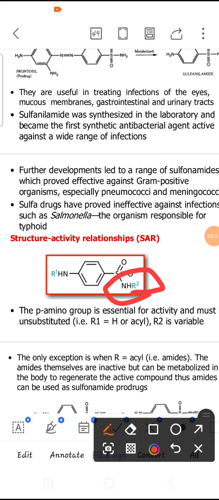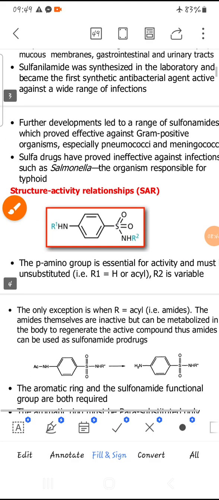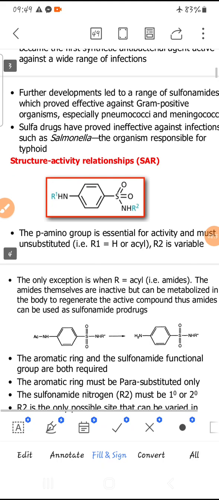But primary amine containing sulfonamides may produce toxic metabolites. Due to this, the primary amine containing compounds are not used because of their toxicities. We can only use secondary amine containing compounds. Therefore, many of the sulfa drugs differ from each other by having different groups on R2.